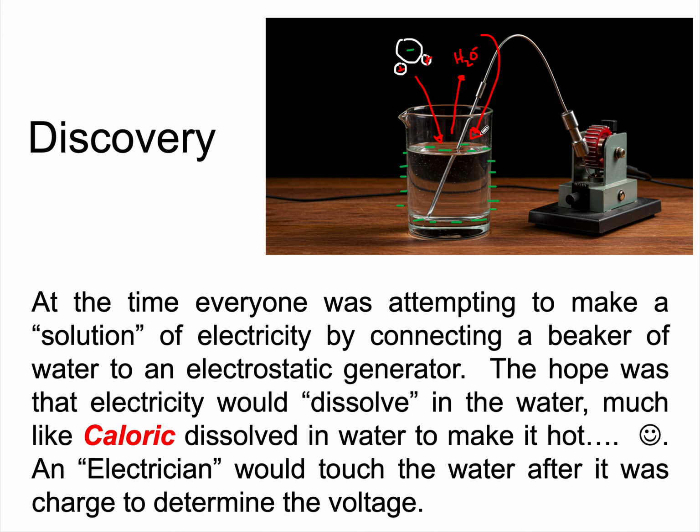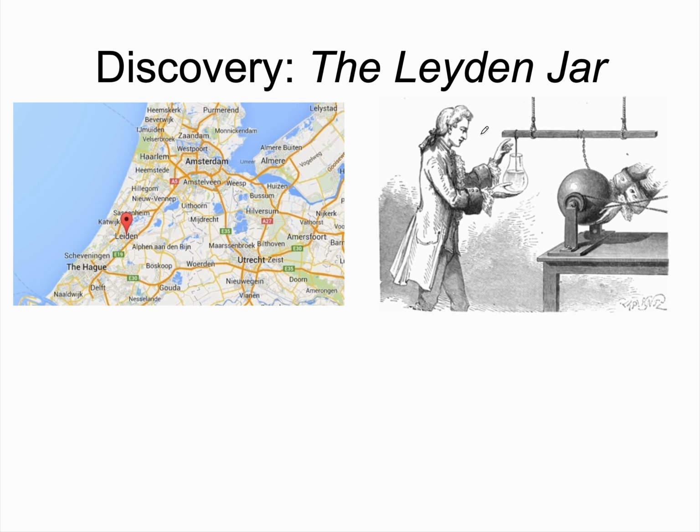So, what was the big discovery? Well, the discovery was a Leyden jar, and it was actually kind of an accidental discovery. In this lab, you've got the electrostatic generator over here, a conductor going over here, and the container of water. And by the way, Leiden is now right here near Amsterdam, spelled slightly differently than it was back then.